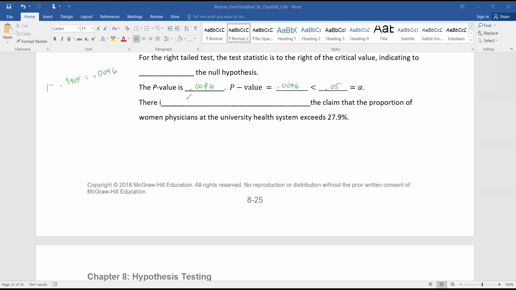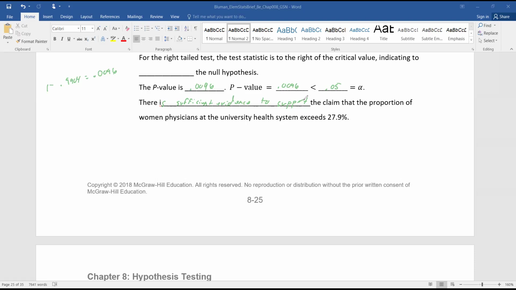So with this, I can say there is sufficient evidence to support the claim that the proportion of women physicians at University Health System does in fact exceed 27.9%. So that's actually solving that in two different ways. We could have been satisfied with the z-score method, but we also did the p-value method as well.